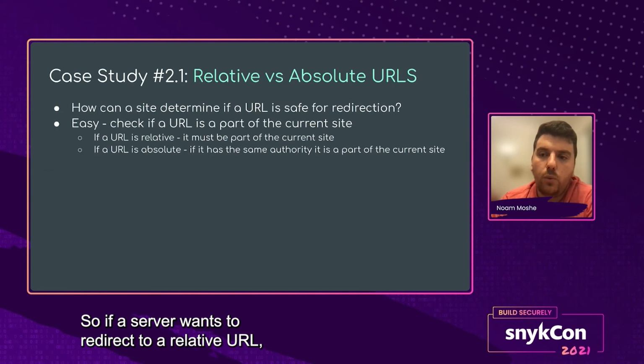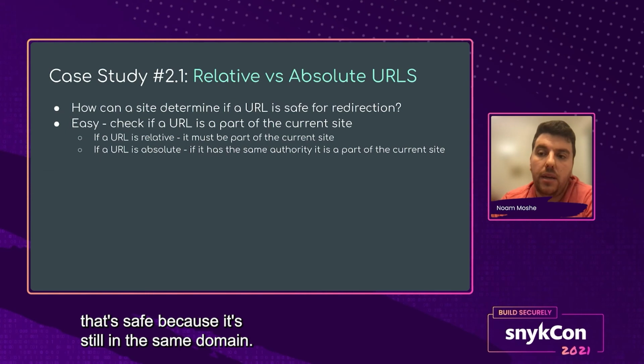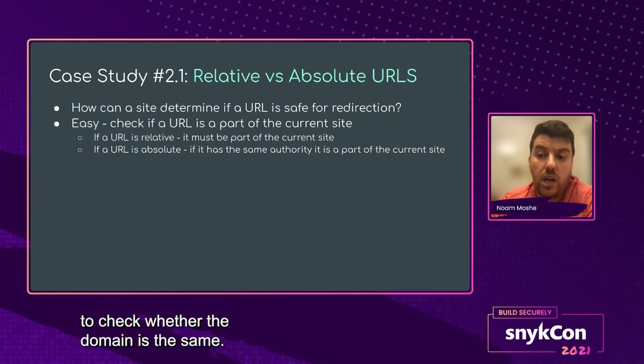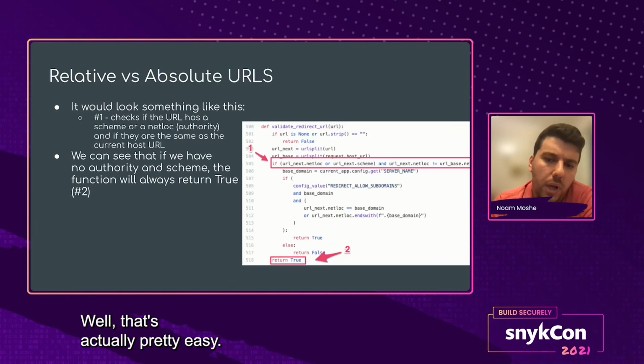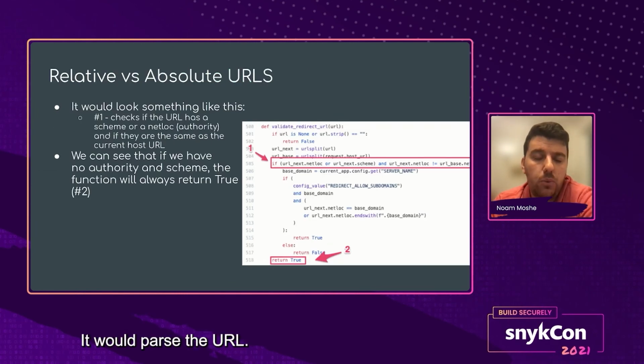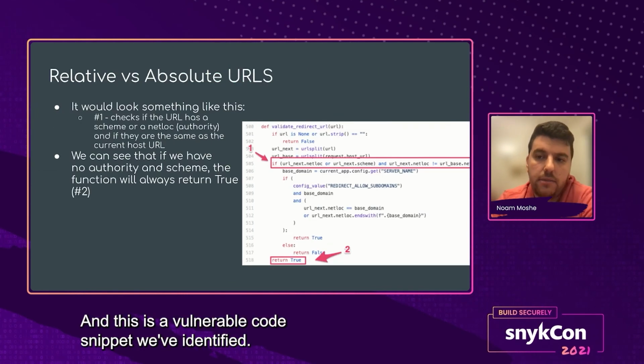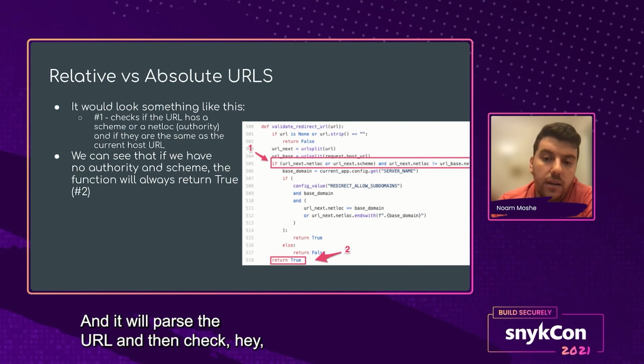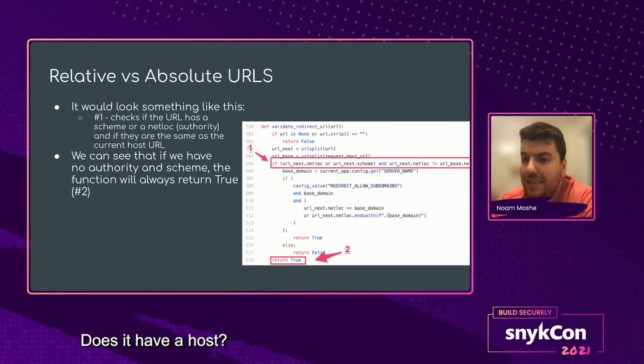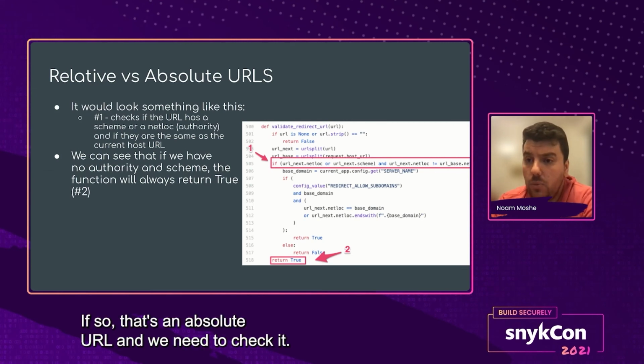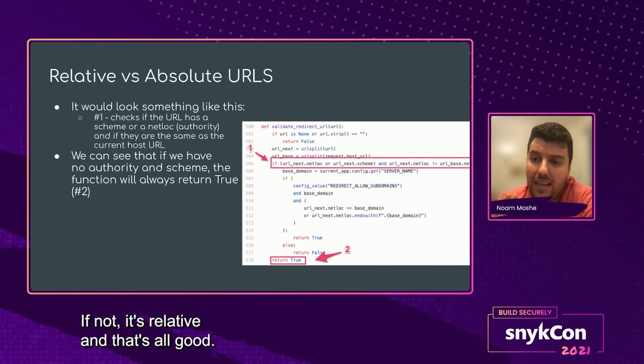So if a server wants to redirect to a relative URL, that's safe because it's still in the same domain. But an absolute URL needs to check whether the domain is the same. So how can it do it? Well, that's actually pretty easy. It would parse the URL, and this is a vulnerable code snippet that we've identified. It will parse the URL and then check, hey, does it have a scheme? Does it have a host? If so, that's an absolute URL and we need to check it. If not, it's relative and that's all good.